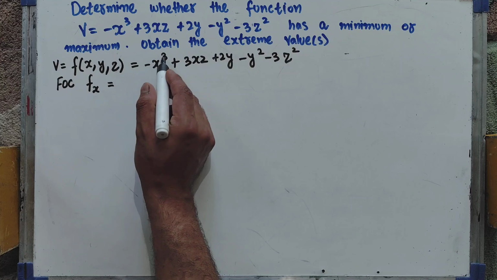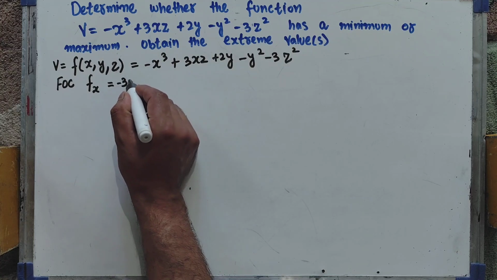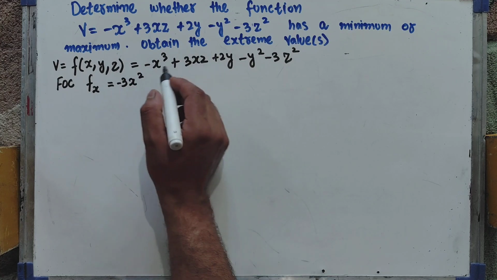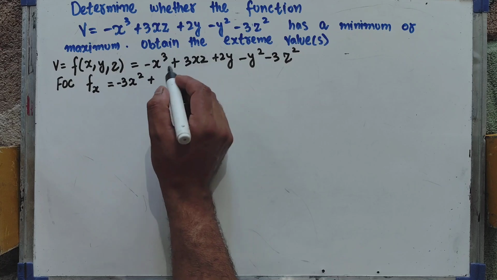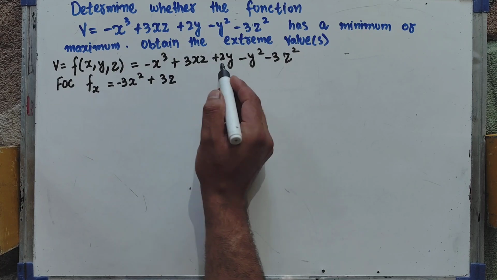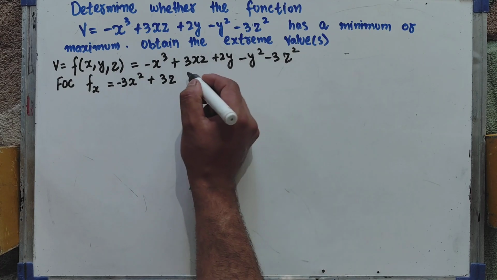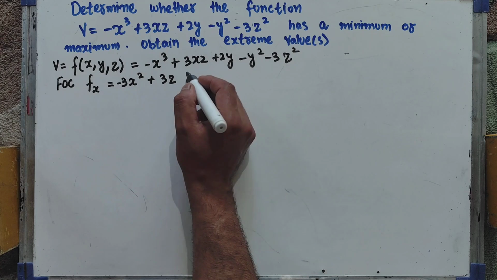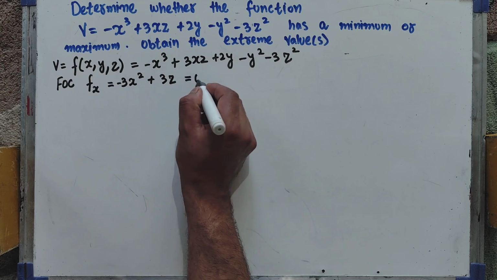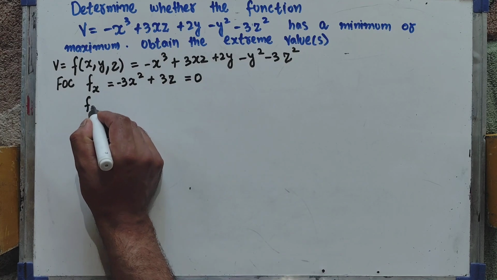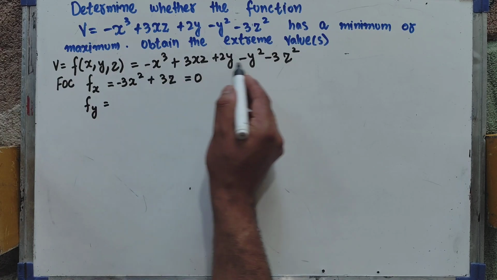Okay, so the derivative of minus x cube will be minus 3x square, and here we have 3xz, so the derivative of x is 1, so we are left with 3z, and no x is involved in the other terms, so their derivative will be 0, and we set this equal to 0.